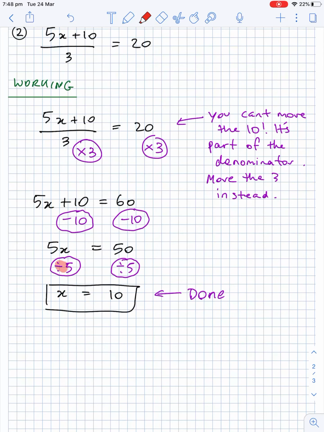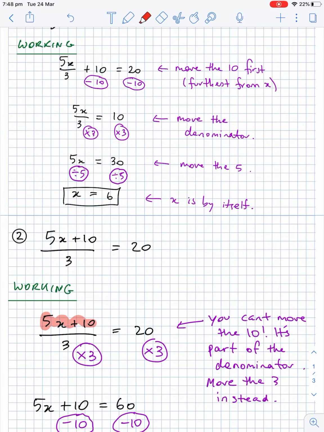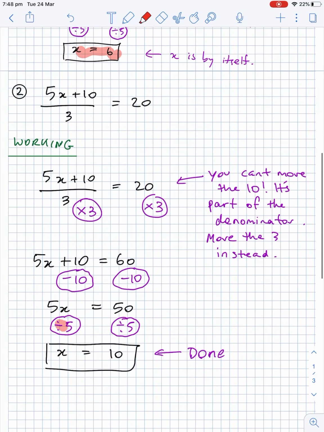So the fact that all I did was change up the fraction, even though I'm using the same numbers, gets us completely different answers. One was 6 and the other one was 10.